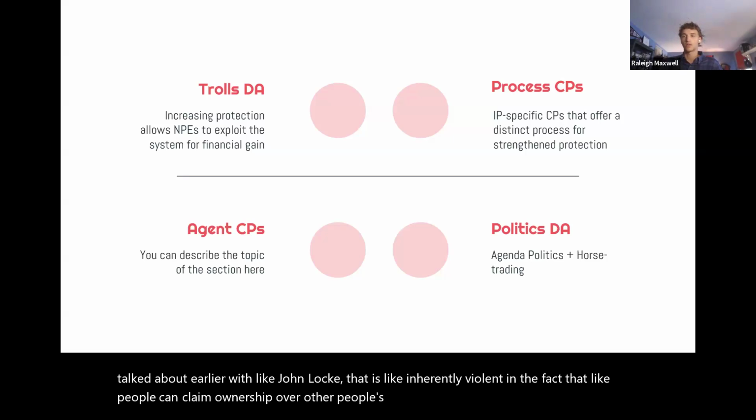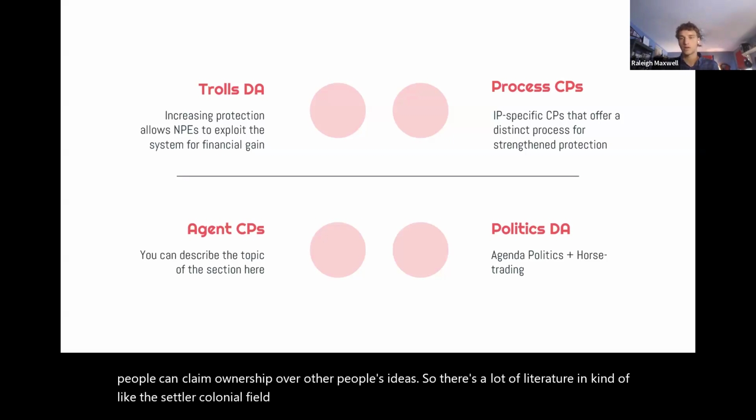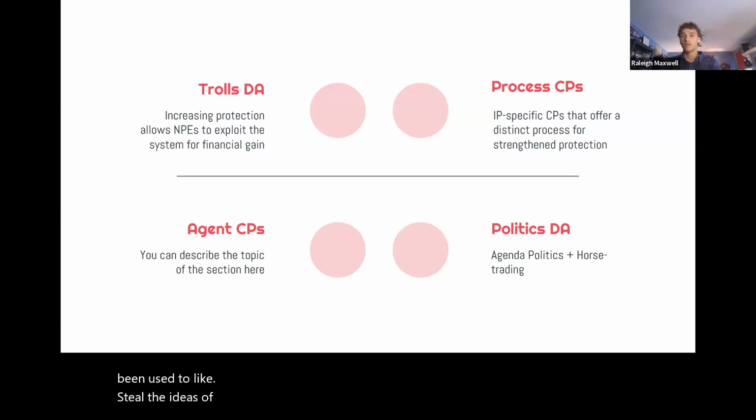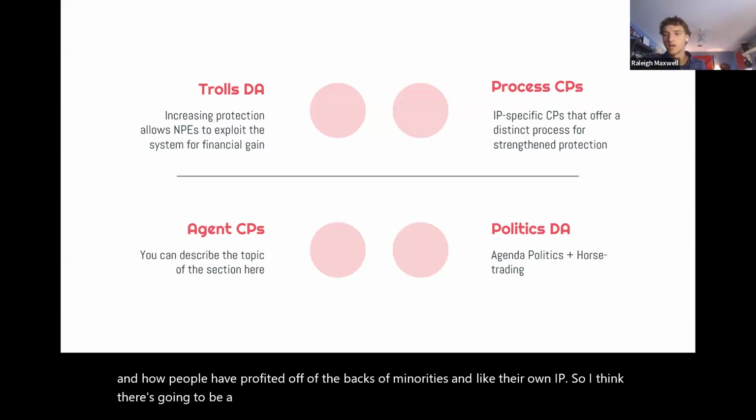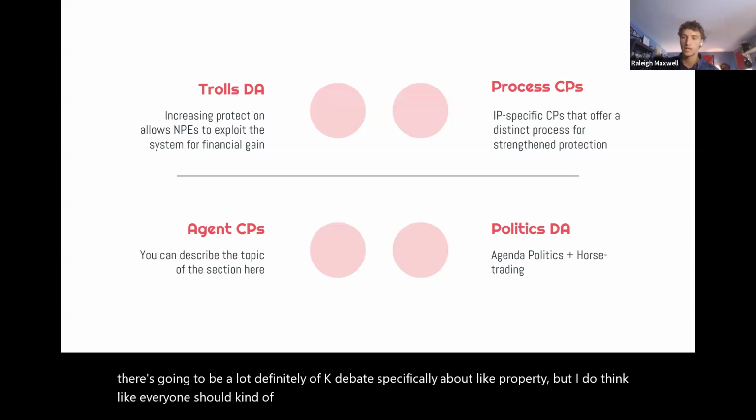There's a lot of literature in the settler colonial field, and also in critical race theory, about why IP has historically been used to steal the ideas of minorities. I know there's a lot of stuff in the copyright area, and in music, about how people have profited off the backs of minorities and their own IP. So I think there's going to be a lot of K debate specifically about property. But I do think everyone should at least research a little bit into the core philosophical justifications for property.